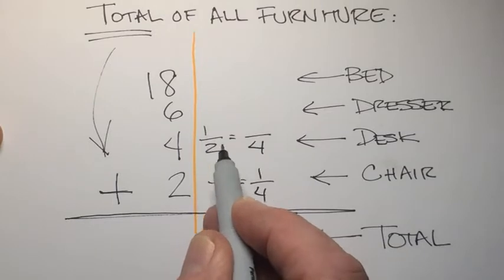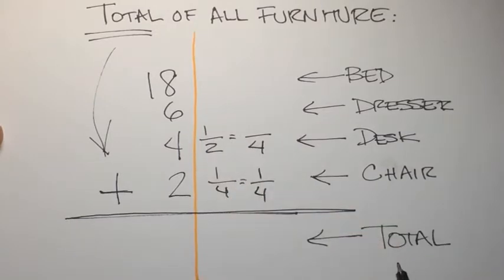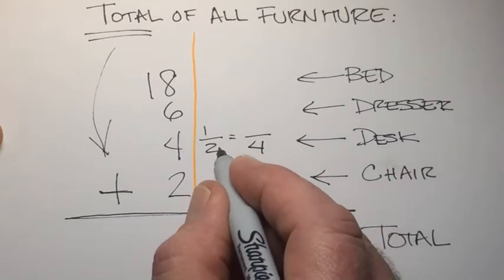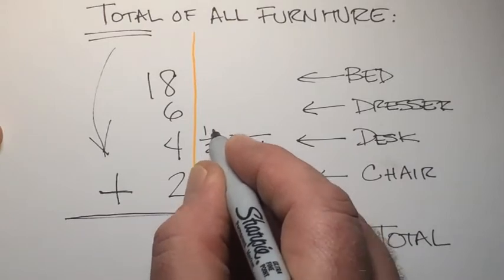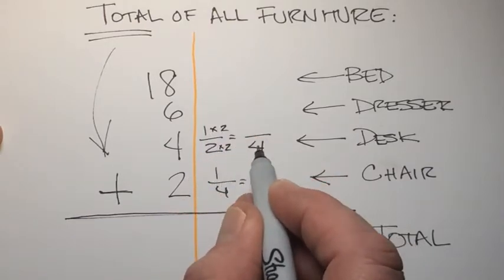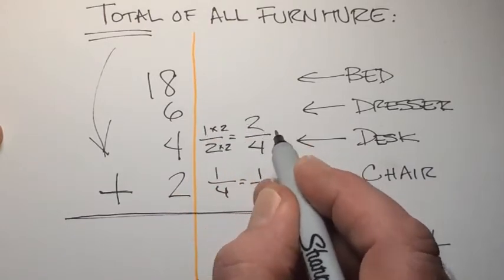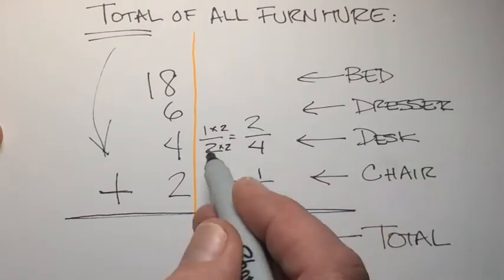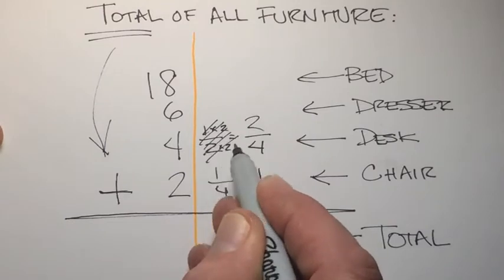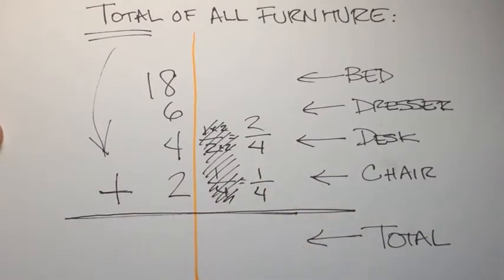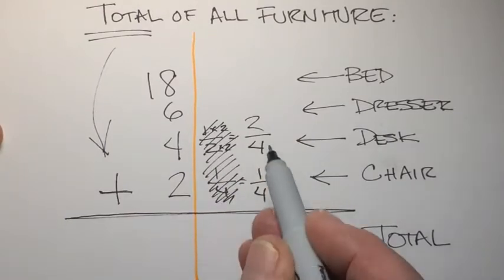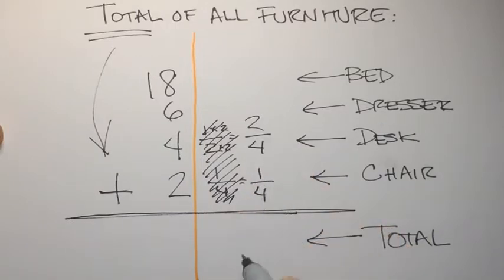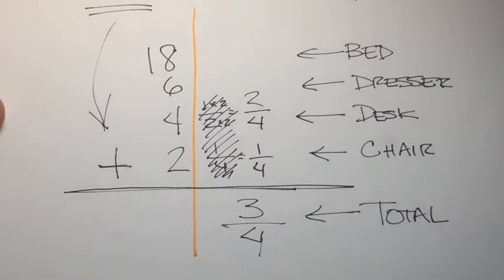So 1/2 is equivalent to some number of fourths, and for that we'll multiply. 2 times 2 is 4, so 1 times 2 is 2, and you can see that 1/2 is the same amount as 2 out of 4. So I can get rid of all this here. And now we're going to add 2/4 plus 1/4, and that'll be 3/4 there.